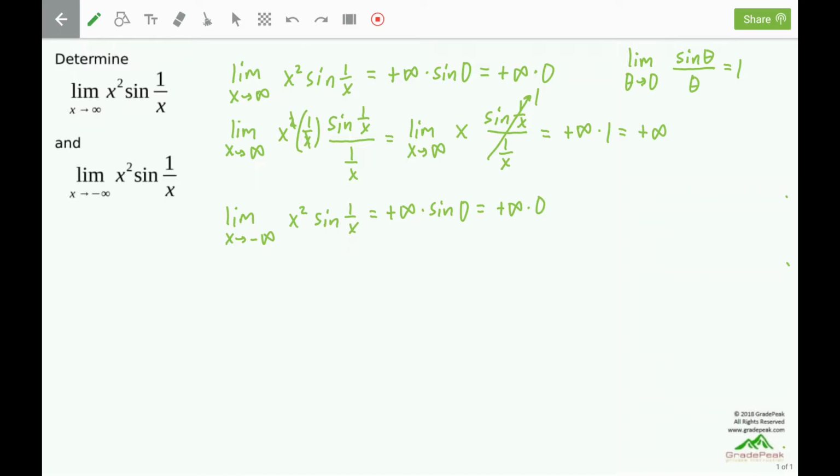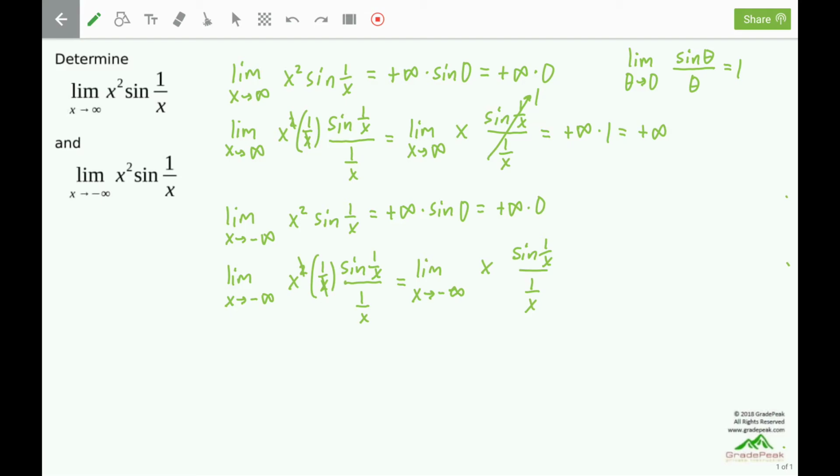Since it resulted from the sine of 0 making 0, we can make use of the same identity. We will isolate the sine. We will phase match it by putting it over 1 over x, compensate with 1 over x. One of the x's cancels. X times 1 is x. And sine of 1 over x over 1 over x.